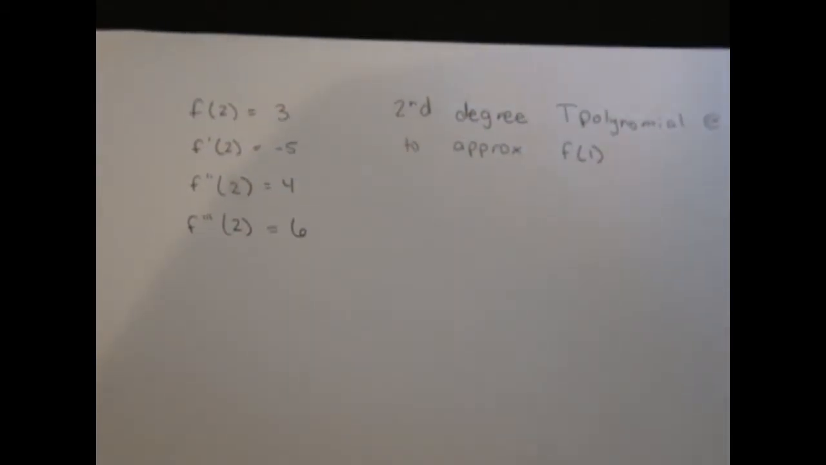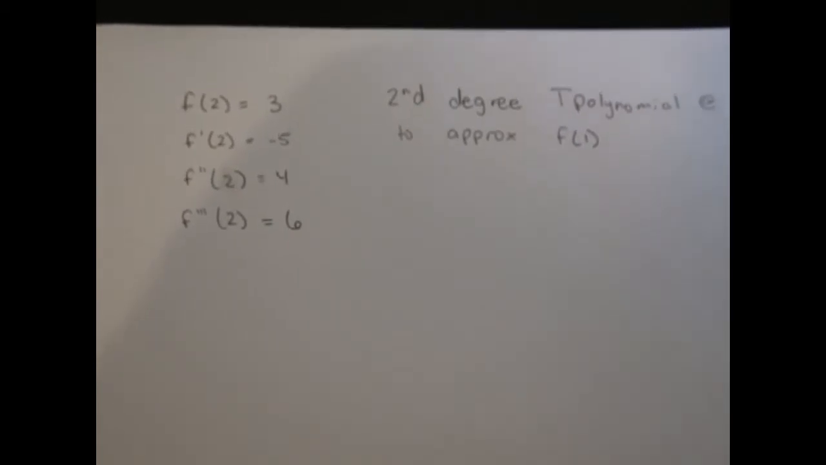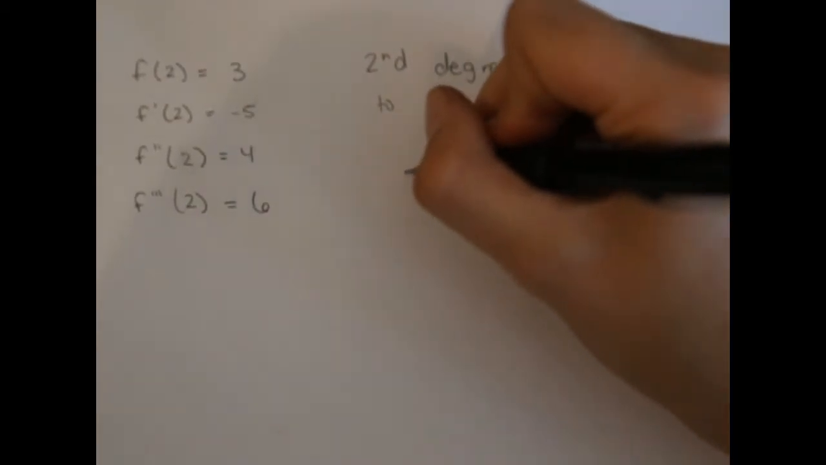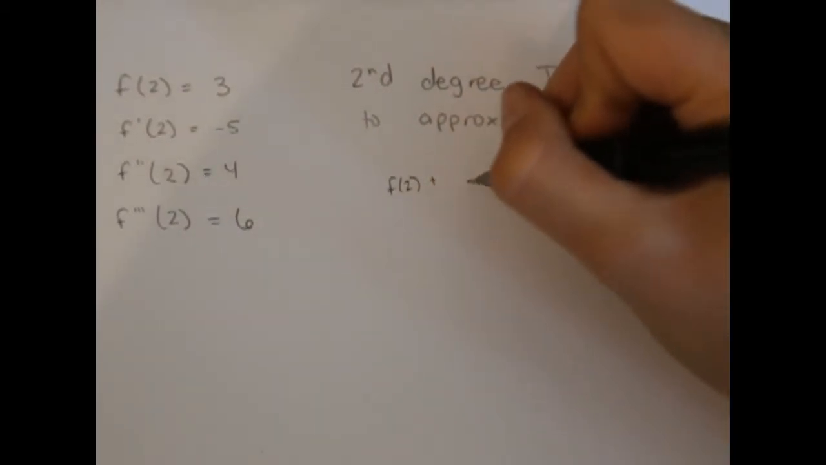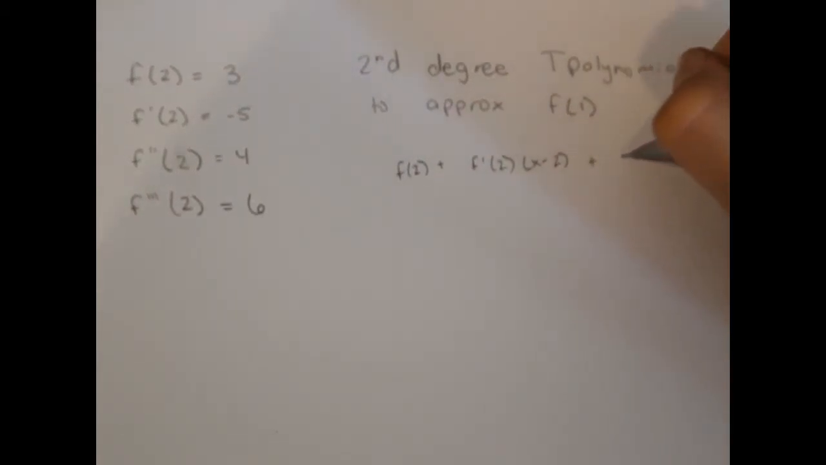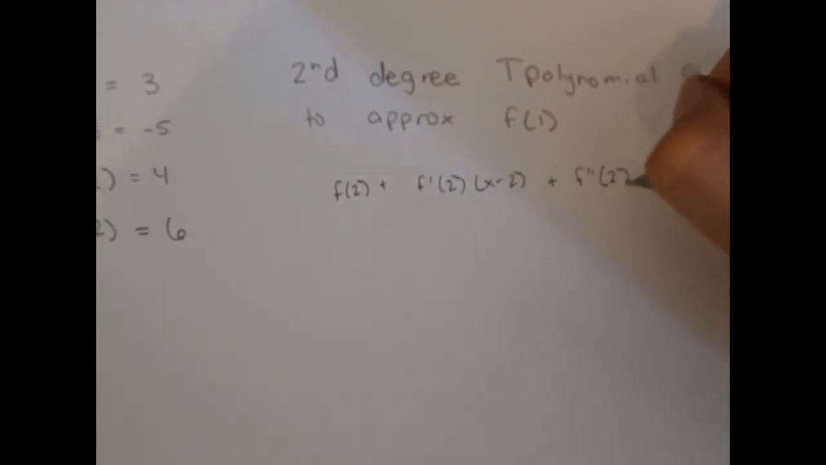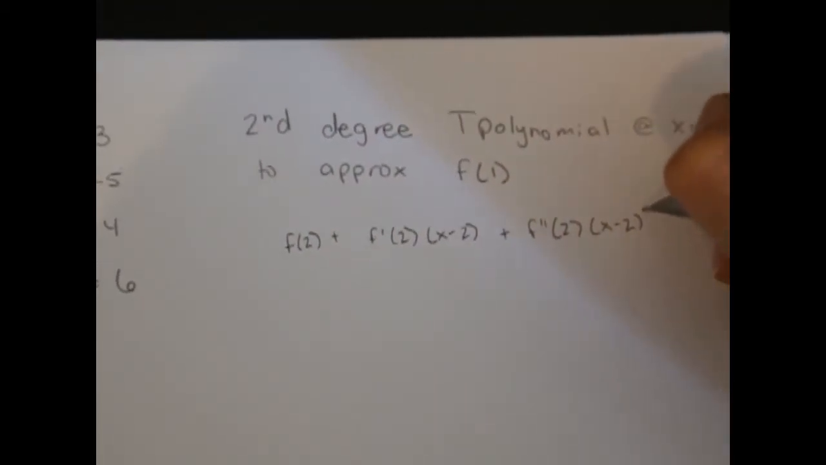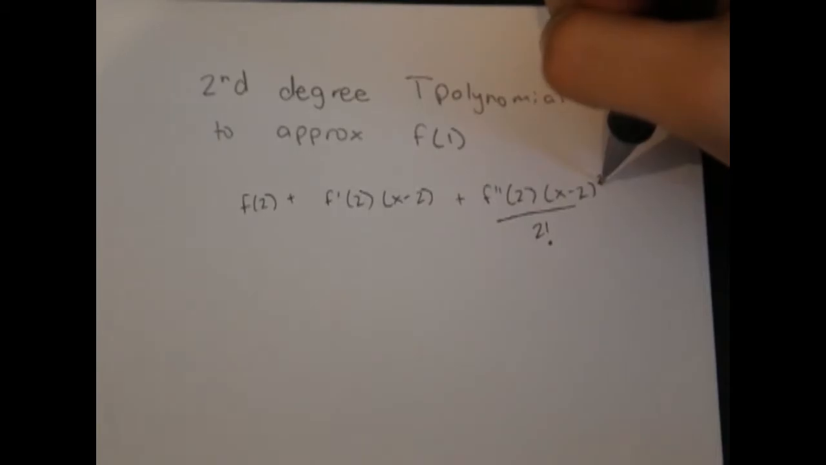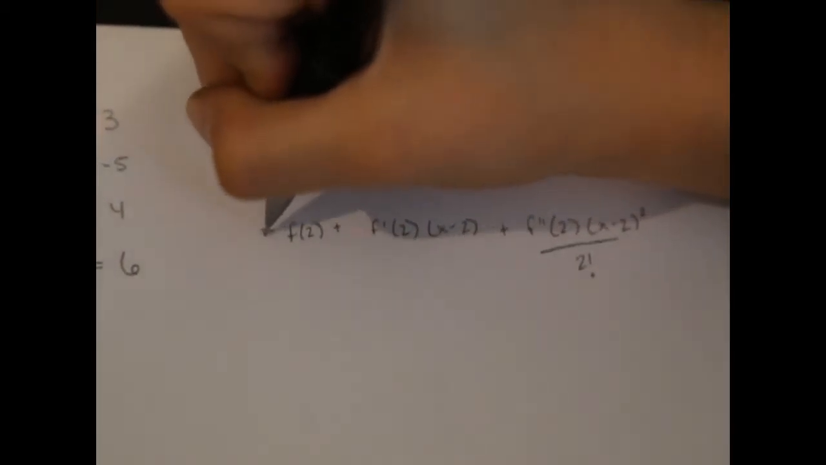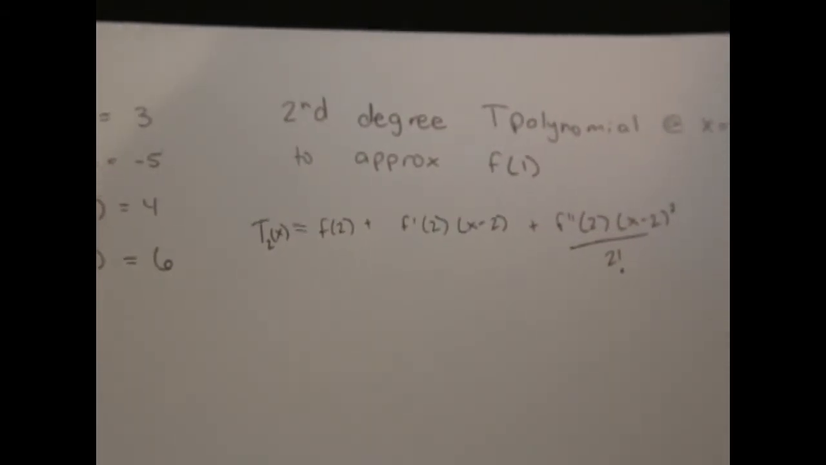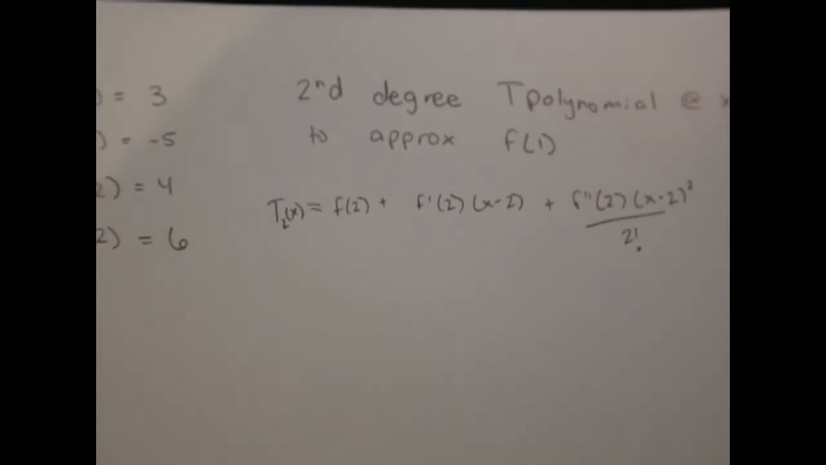So right off the bat, we can already find the Taylor polynomial at x equals 2, because it's really simple, just plugging into our equation. So our equation is just going to give us f of 2 plus f prime of 2 times x minus 2 plus f double prime of 2 times x minus 2 all squared over 2 factorial. And that will give us the second degree, so we don't have to go any further. And this is equivalent to the second degree Taylor polynomial of x at x equals 2.